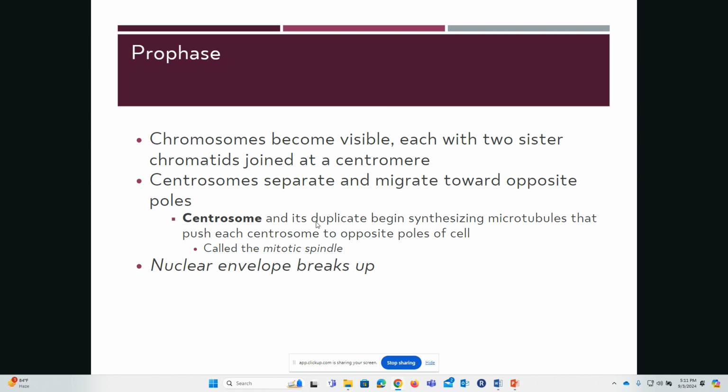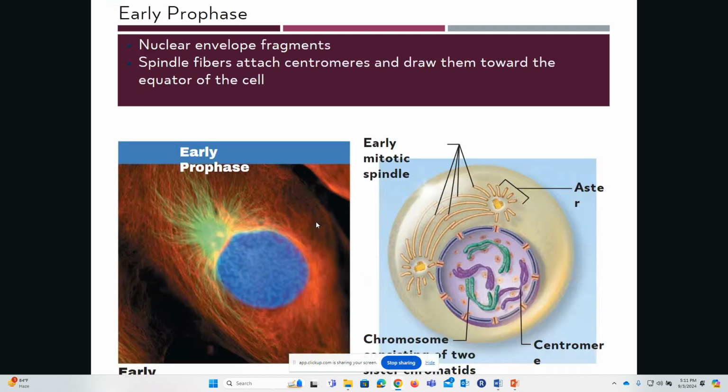You may or may not start to see in early prophase the production of this mitotic spindle, which is made up of microtubules. But one of the key developments in prophase, besides chromosomes becoming visible, is that the nuclear envelope starts to break up. Prophase is a very long phase, so it's usually broken into early and late prophase, or in newer textbooks, it's broken into prophase and prometaphase, but we're just going to say early and late prophase.